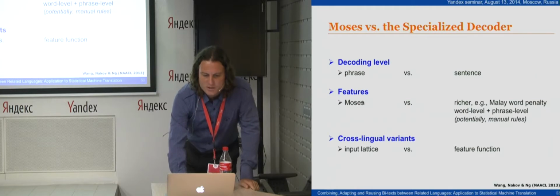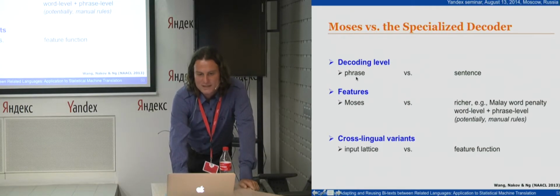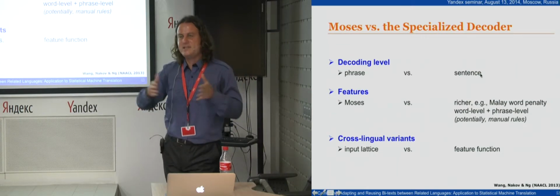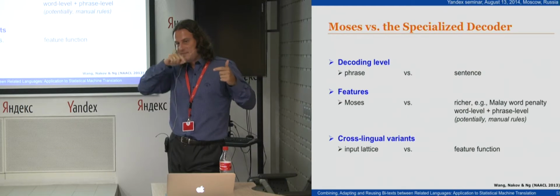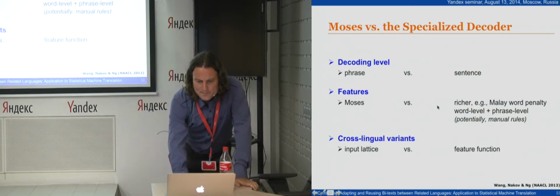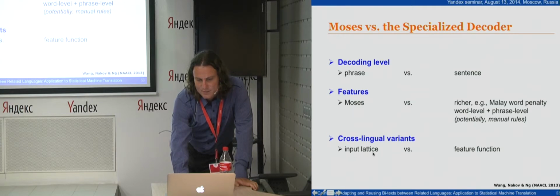Well, because the decoding that we have been working with before works at the word level or the phrase level, and here the transformation is at the entire sentence level. So it takes an entire sentence and tries to find another sentence that is better. And then you have the cross-lingual variants here, where in the input it's a feature function, and you have the potential to use manual rules and so on.